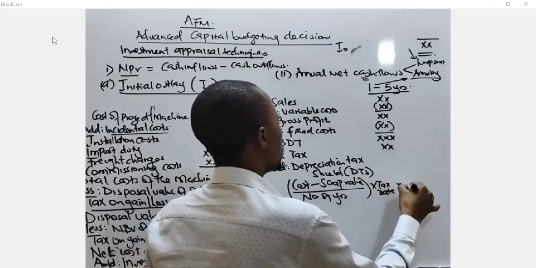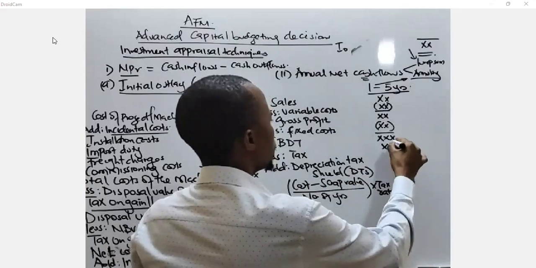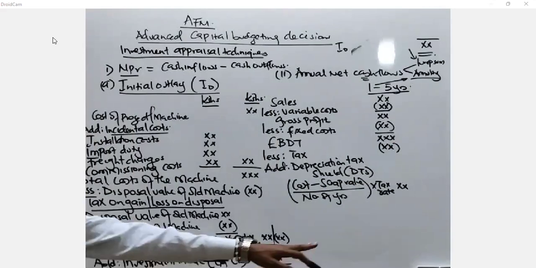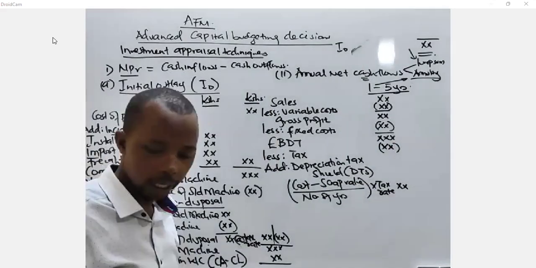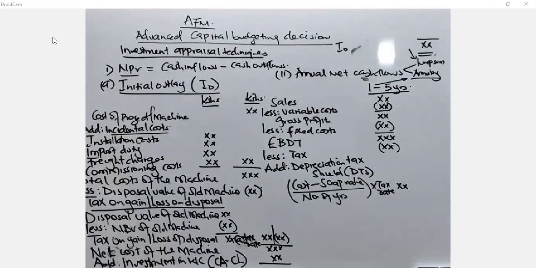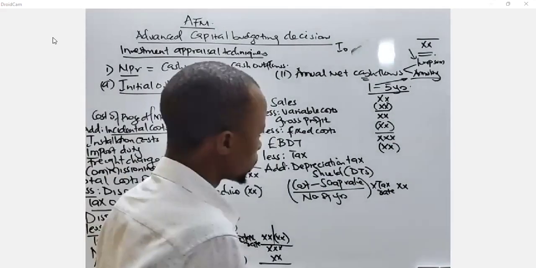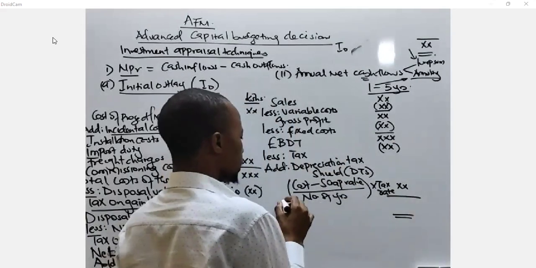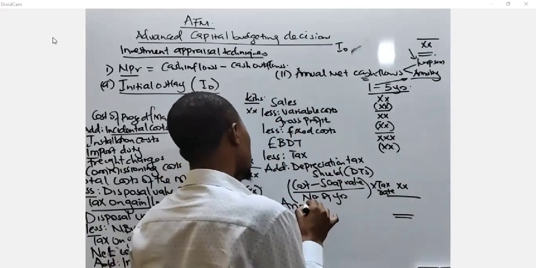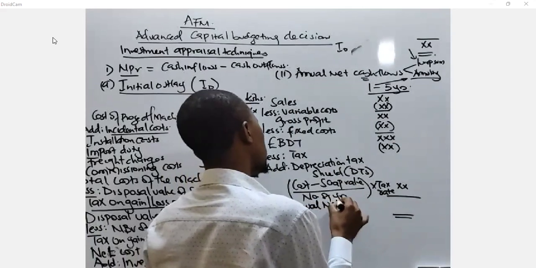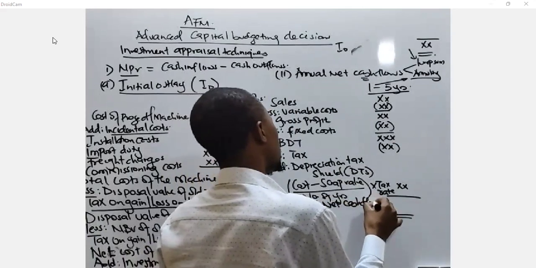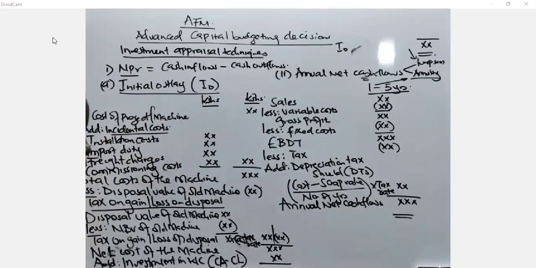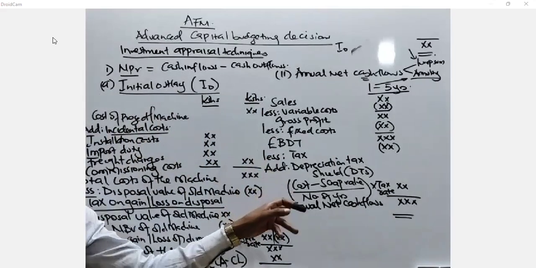You get that value there. Once you get that, what you are getting down here is normally called the annual net cash flows. These are the shortest, and nobody will penalize you for using this shortcut method.